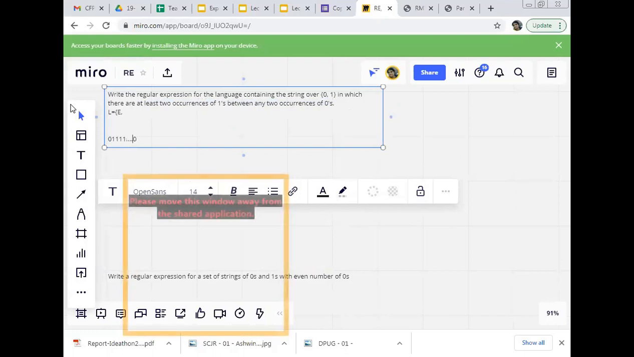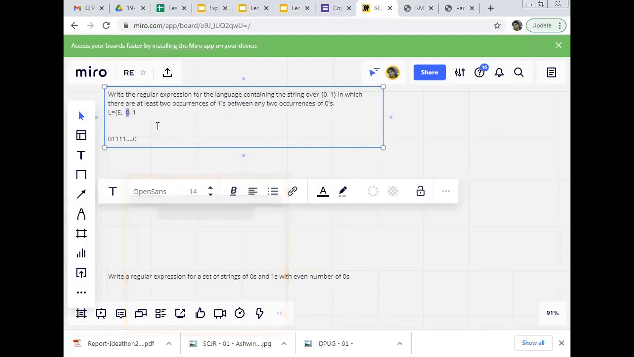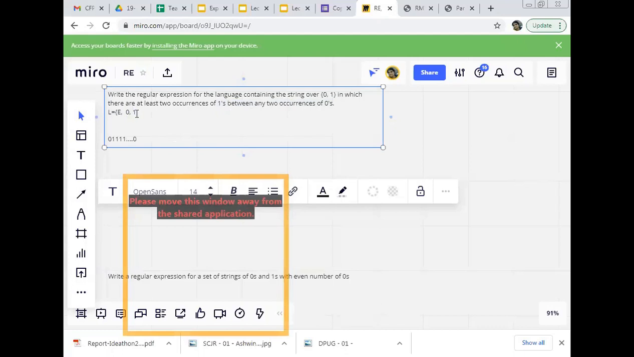Right? So why can't I have a single zero? Why can't I have a single one? Why can't I have this? What they say is, when I have two zeros, then I should have at least two ones in between. Then when there are no two zeros, why can't I have this single zero? Why can't I have a single one? Right?